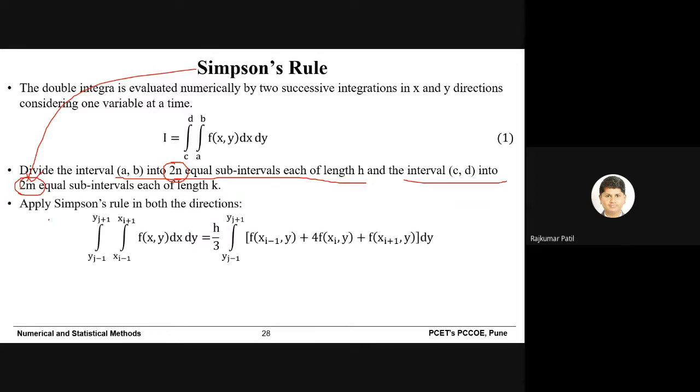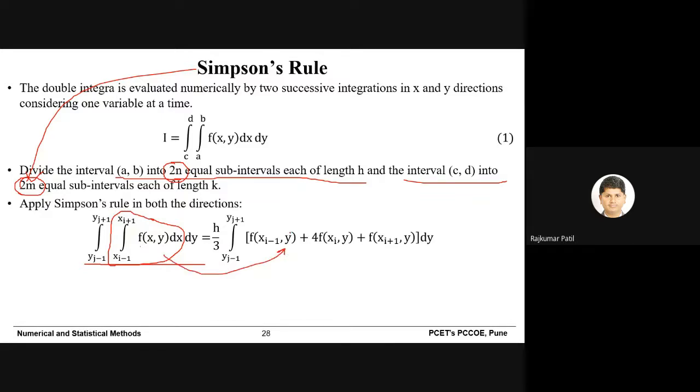Then we need to apply Simpson's rule that we discussed previously, and when you do it for a particular segment, for understanding purposes I am taking y(j-1) to y(j+1), integration x(i-1) to x(i+1) f of xy dx dy. First of all we will take the integration of this inner part. When you do it, you will get this equation.